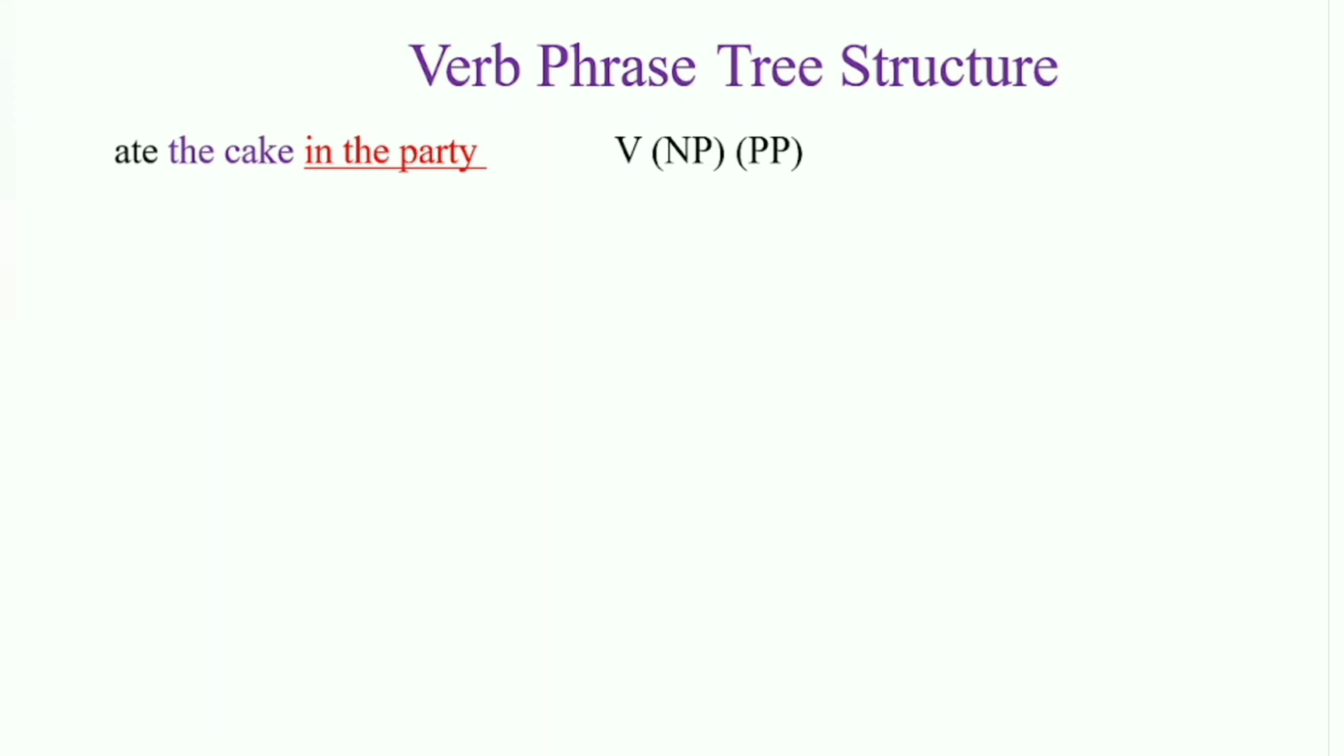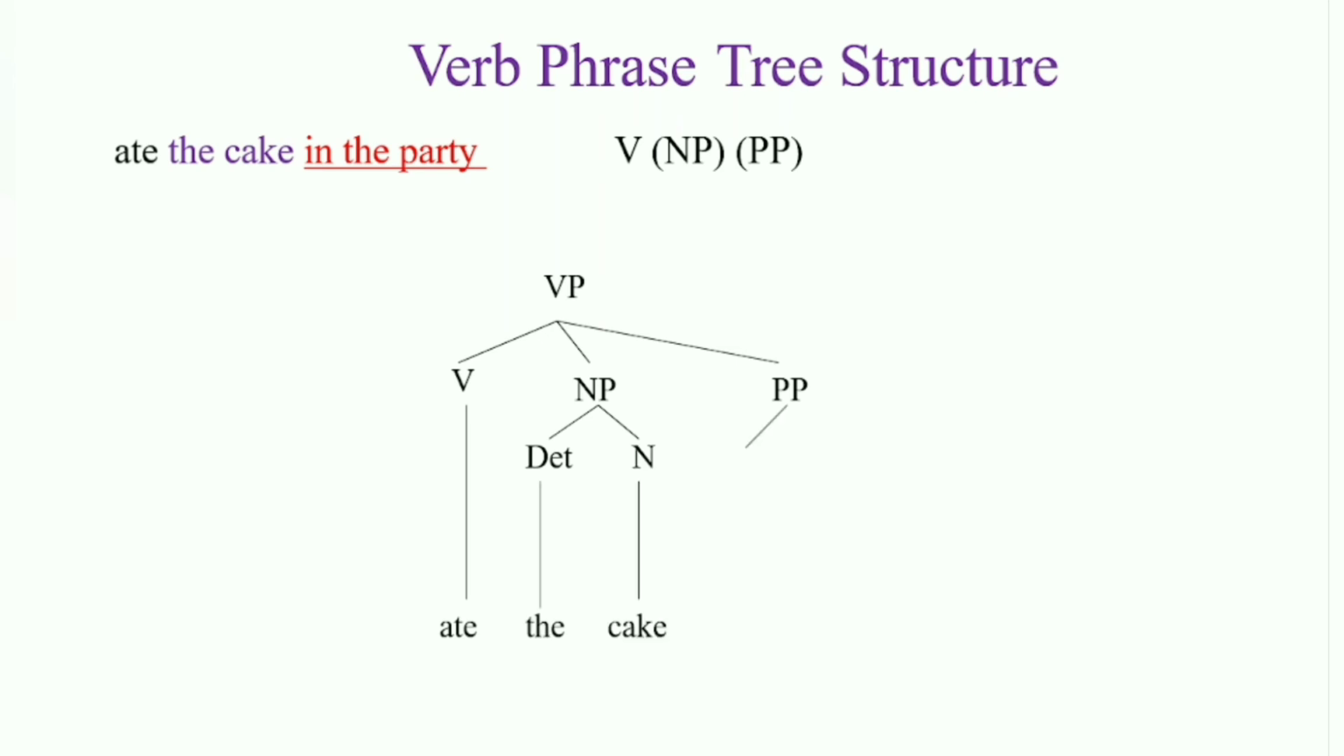Ate the cake in the party. Here we have the main verb, that is ate, and it is modified by a noun phrase and a prepositional phrase. So you will draw it in a way that S has NP and VP, and VP has verb, NP and PP. In V, ate, we have an NP with determiner and noun, the cake.